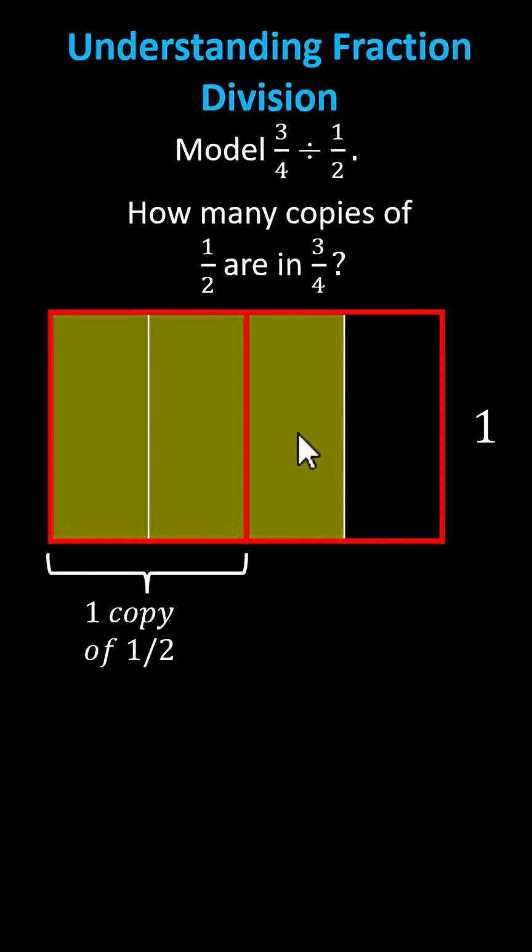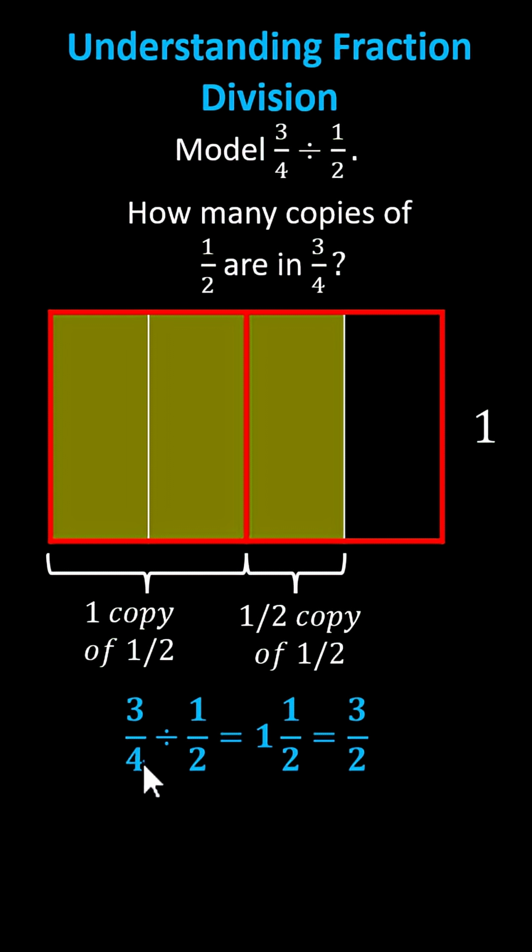Again, this amount is half of 1/2, which means we have 1.5 copies of 1/2 in 3/4, which indicates 3/4 divided by 1/2 is equal to 1.5, or as an improper fraction, 3/2. Recall to find the 3 in the numerator for the improper fraction, we multiply the denominator times the whole number plus the numerator.